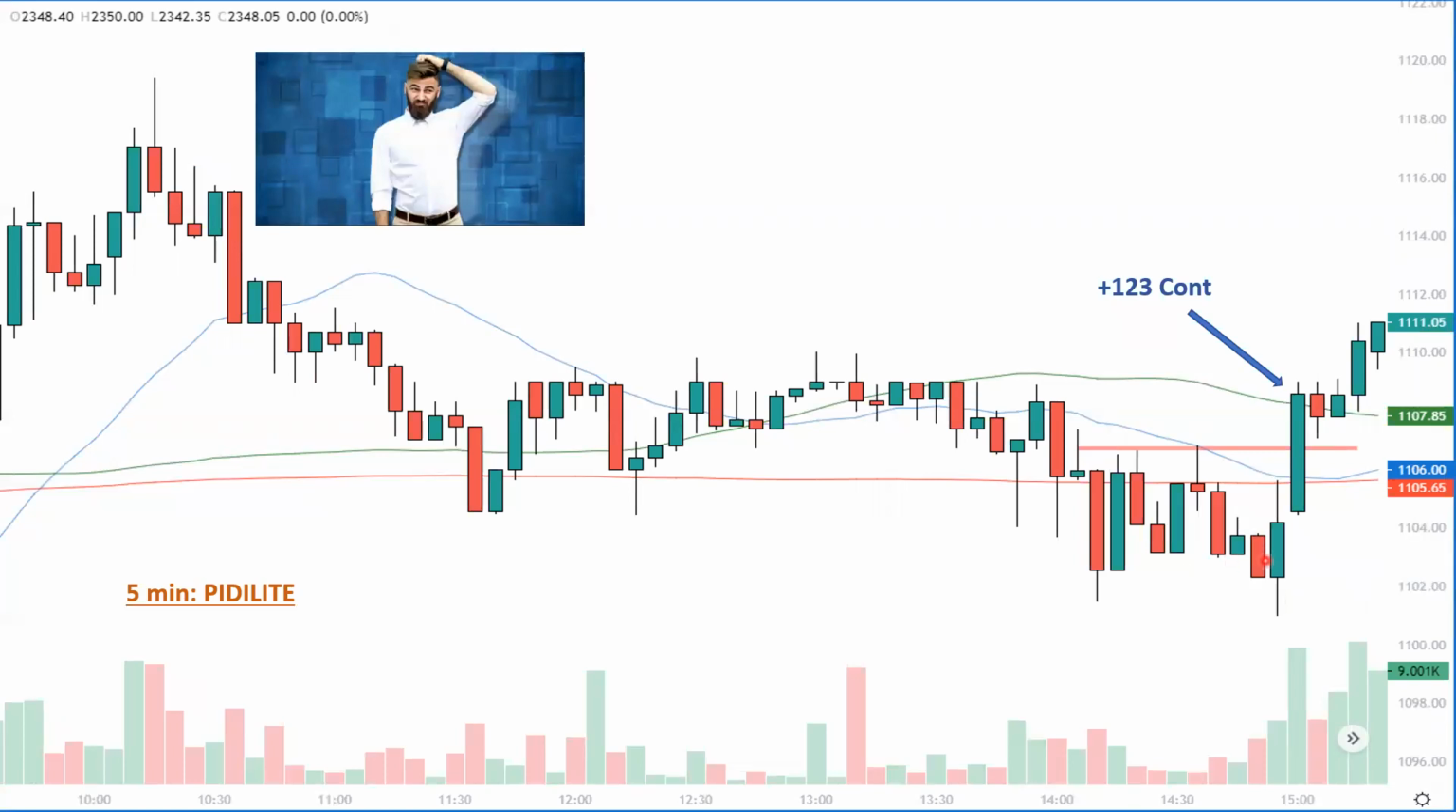So far we have been talking about swing trading and the higher time frames. The same pattern can happen in any time frame. So this is a 5-minute chart of Pidilite. If you can see, the prices have broken down from this range. This was a range which it had formed, and then prices broke out.